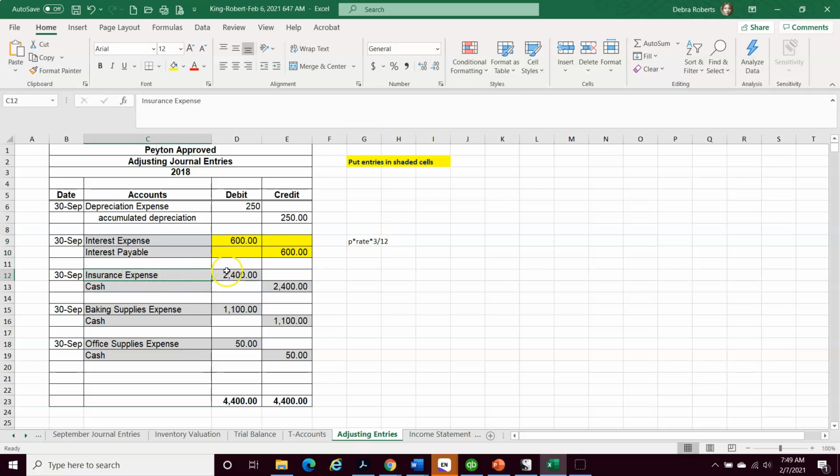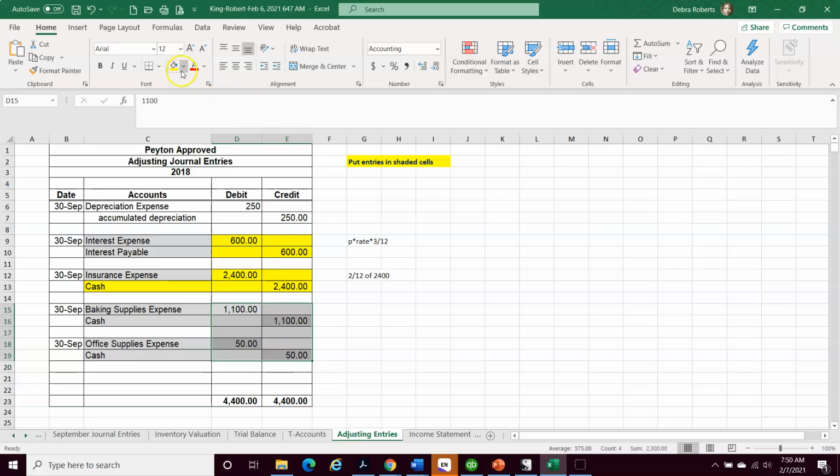You're not recording the expense for the entire month, and you're not recording cash. Cash is not going to be affected here. You're only going to be recording 2/12 of the $2,400. Once you fix that, you should be fine.